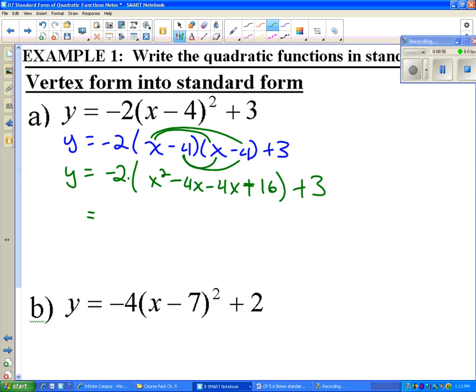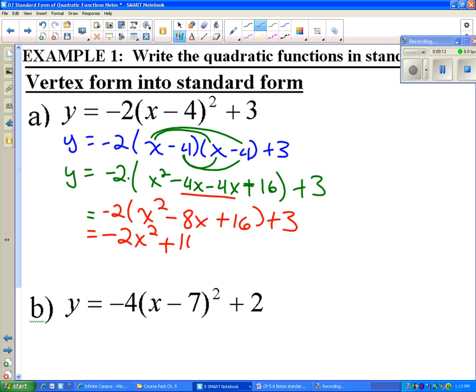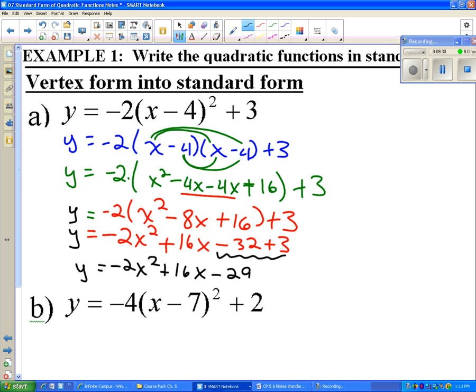I now need to combine like terms: negative 2 times x squared minus 8x plus 16, plus 3. Distribute the negative 2, I get negative 2x squared plus 16x minus 32 plus 3. Finally, combine like terms. I get y is equal to negative 2x squared plus 16x minus 29. There is my standard form when I start with vertex form.